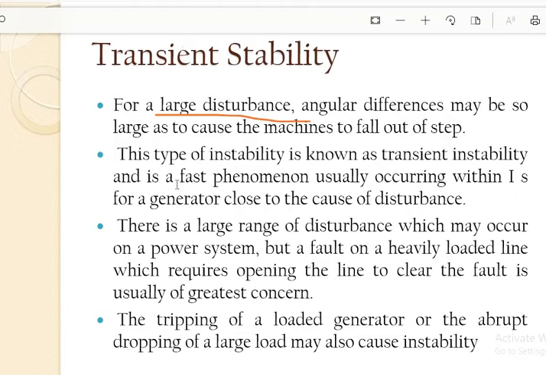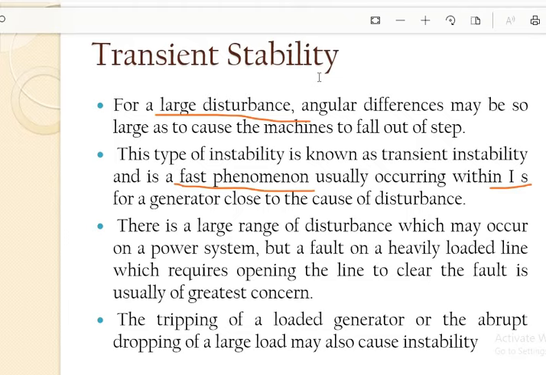It is a very fast phenomenon, usually occurring within 1 second. When a large disturbance occurs in a system, there is a very high chance for your machine to go out of synchronism. If your system is capable of withstanding that large disturbance, you can say that your system is transiently stable. But if your system cannot withstand it and your machine has moved out of synchronism, you can say that your system is transiently unstable.